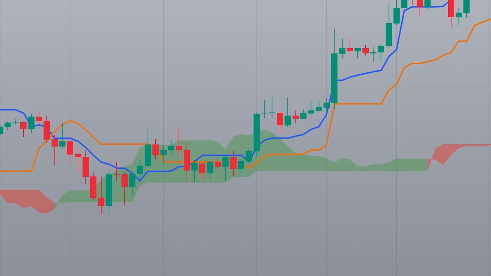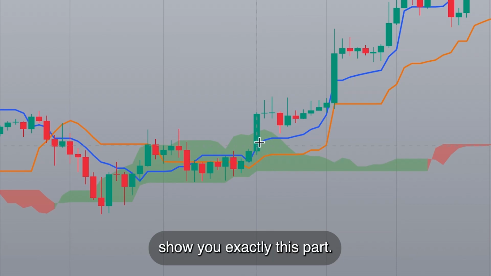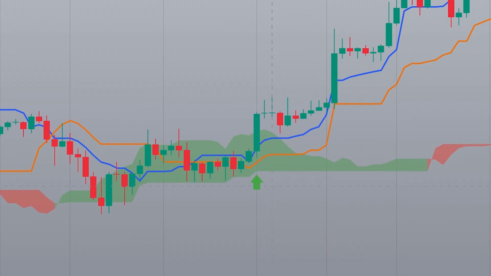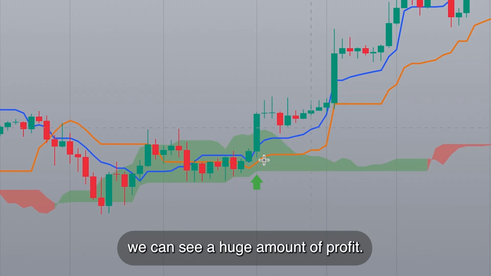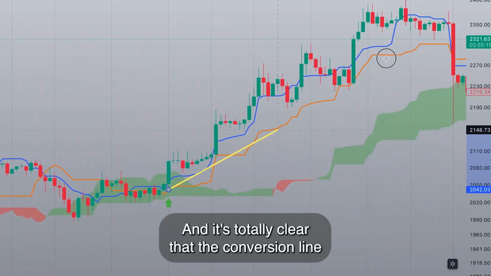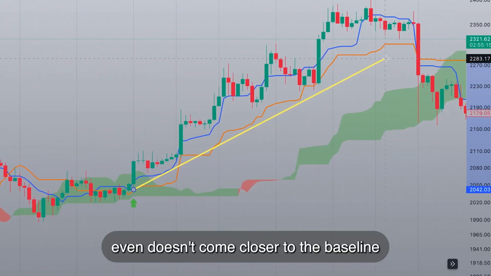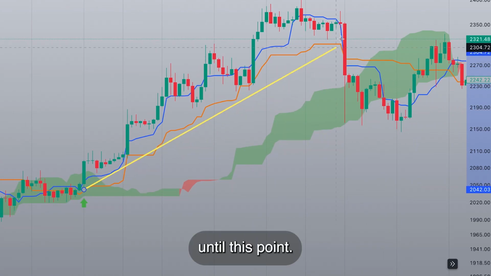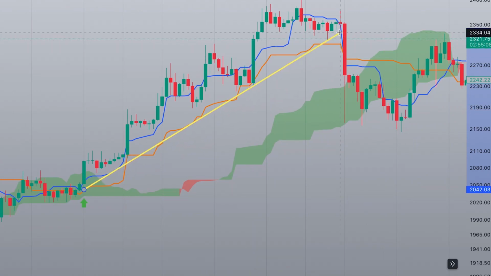One second, let me show you exactly this part. So once we enter this position, we can see a huge amount of profit, and it's totally clear that the conversion line doesn't even come closer to the baseline until this point. Exactly here.